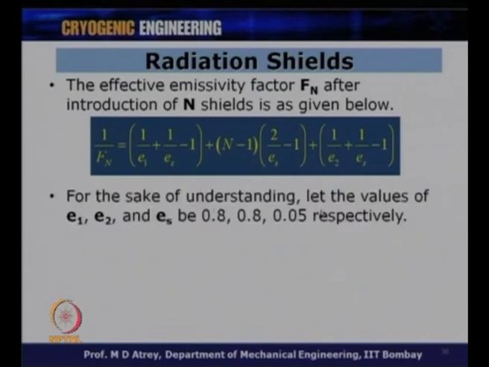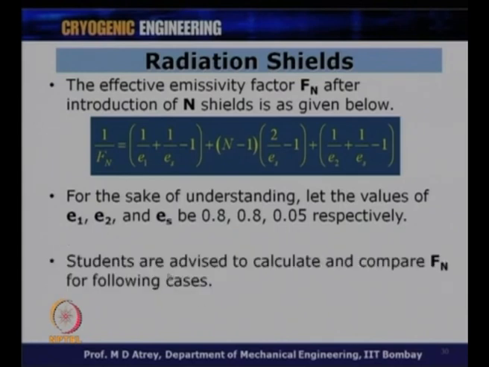And for the sake of understanding, let us put some values to this. Let us take E1 and E2 as 0.8, and Es, having low emissivity, since the shield emissivity should be as small as possible, is 0.05. Now, I would advise you to calculate the value of Fn. The students are advised to calculate and compare the value of Fn for the following cases. Let us have one case where there are no shields, that means n is equal to 0, and the second case where n is equal to 10 with the shield emissivity given as 0.05.